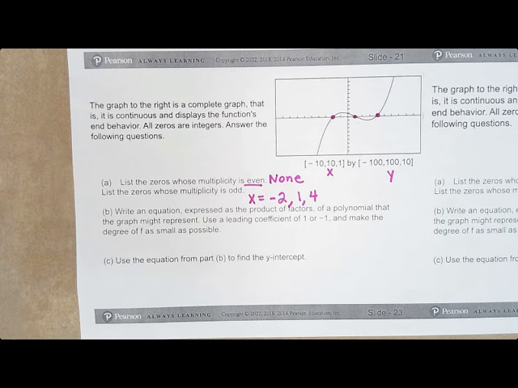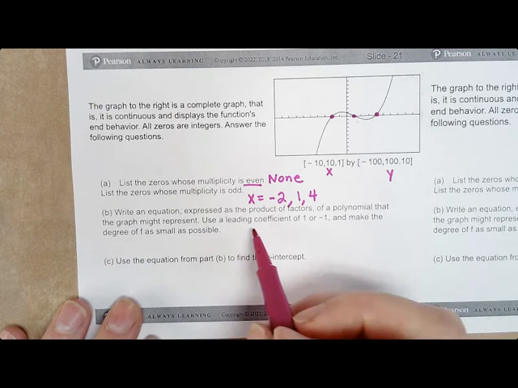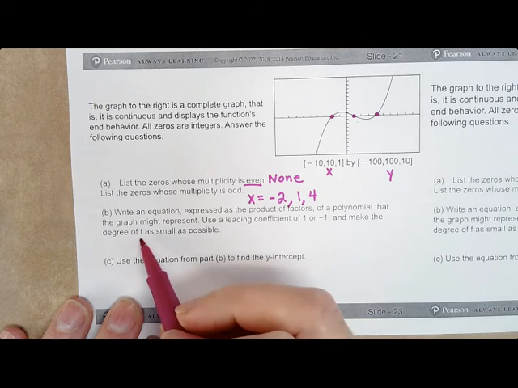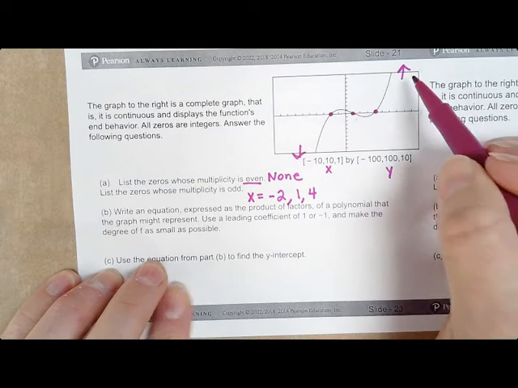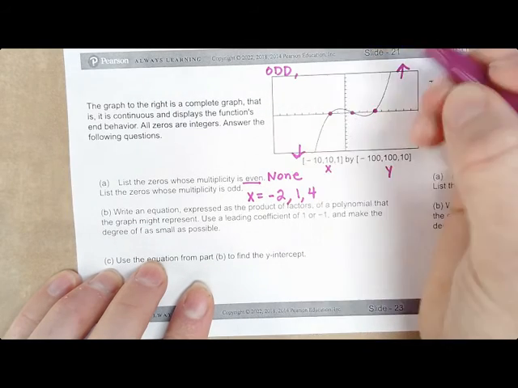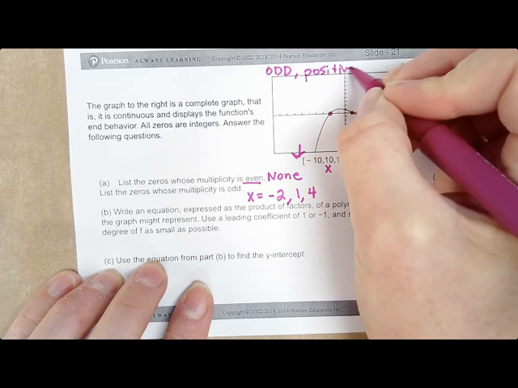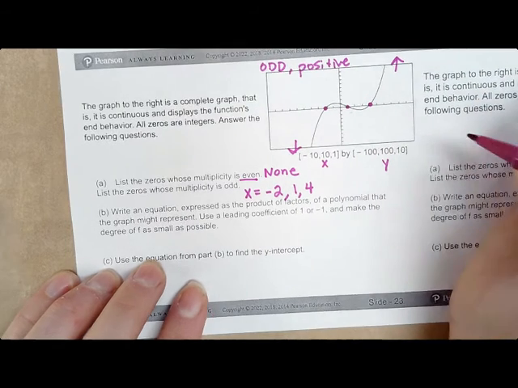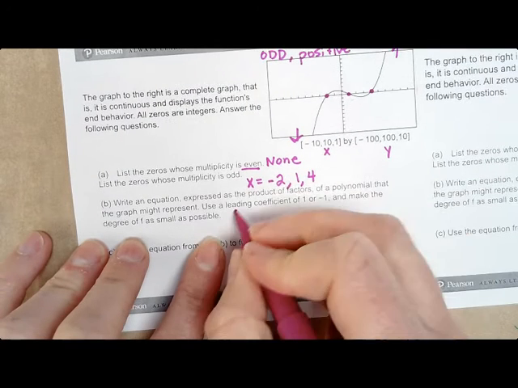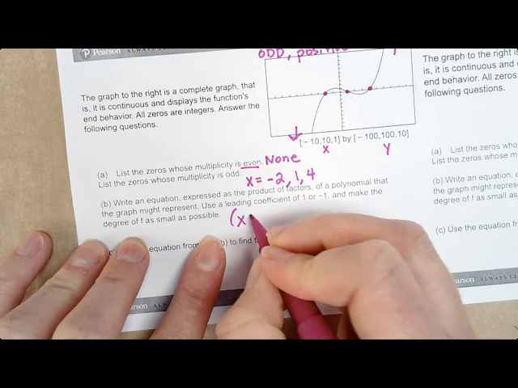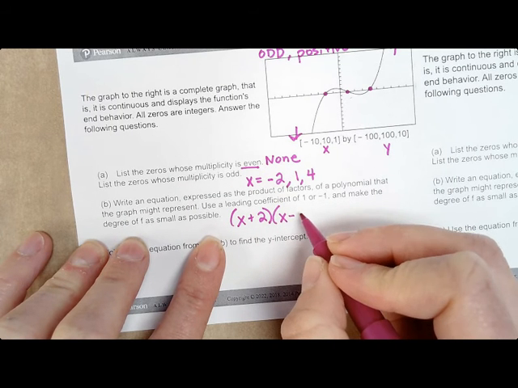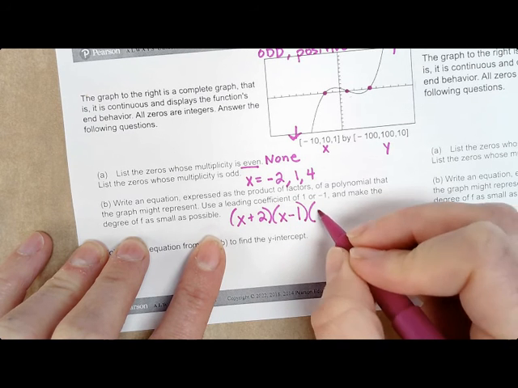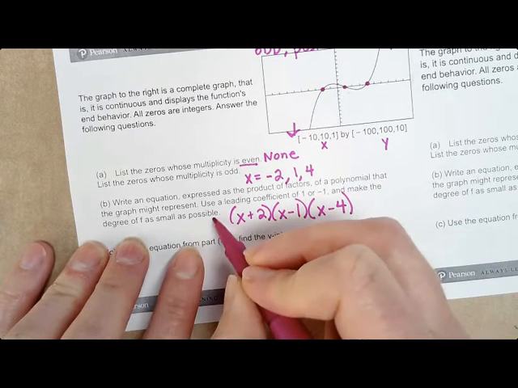Write an equation expressed as a product of factors of a polynomial that the graph might represent. Use a leading coefficient of 1 or -1 and make the degree as small as possible. So we know this is going up and this is going down. So this is odd and it has a positive leading coefficient. So then we could write this as, if we have a zero of -2, then that's x plus 2. A zero of 1, that would be x minus 1. And 4 would be x minus 4. So y equals.